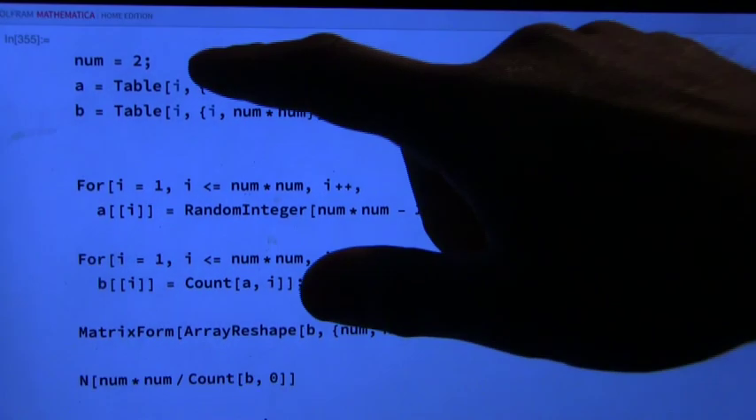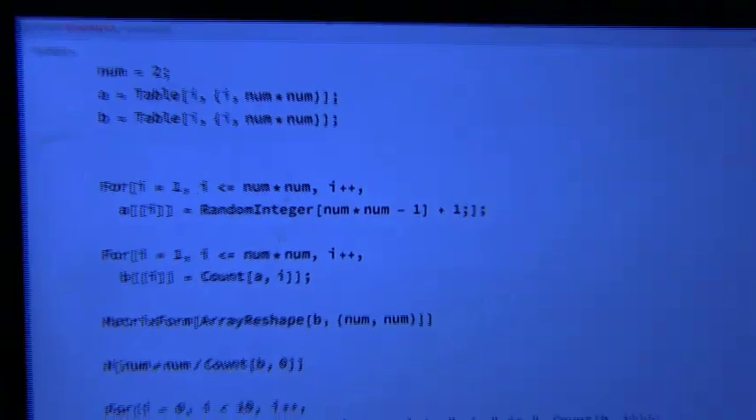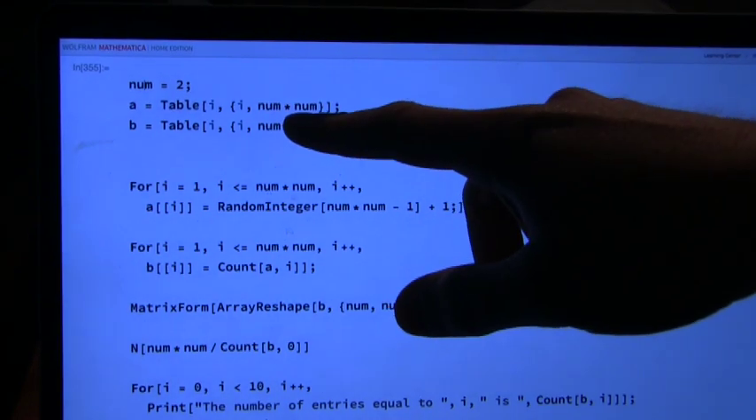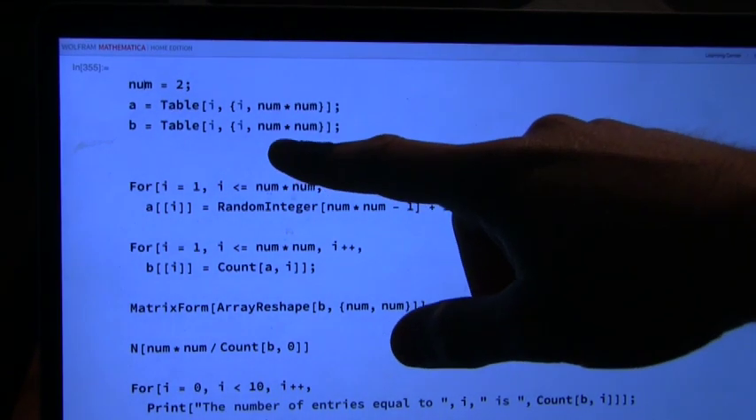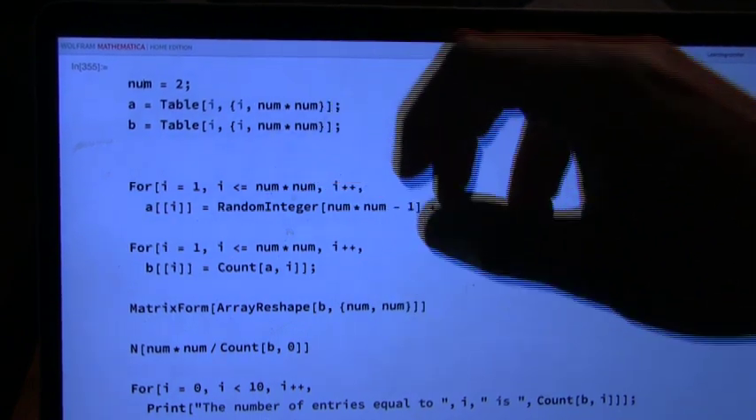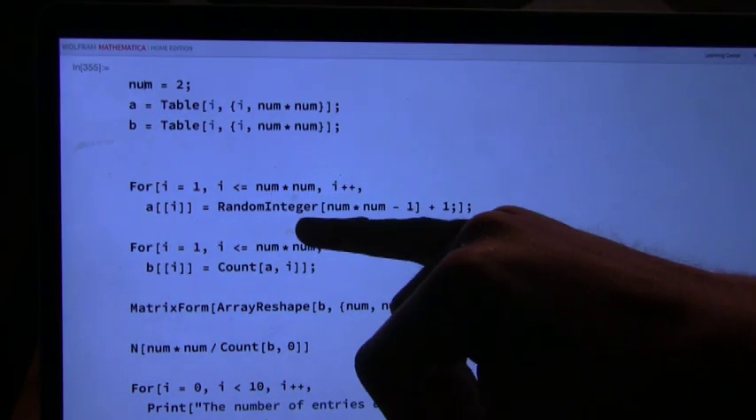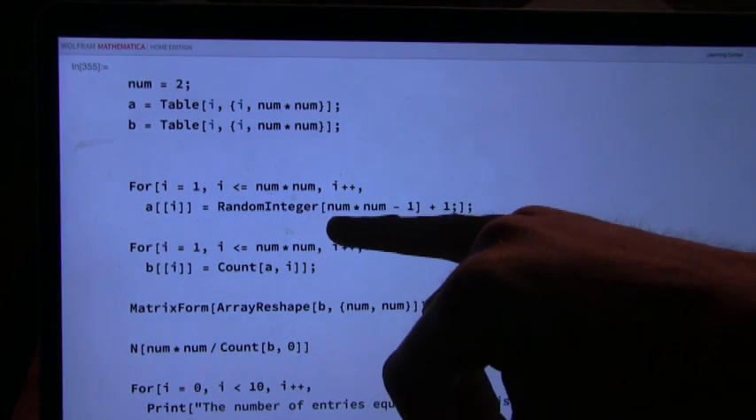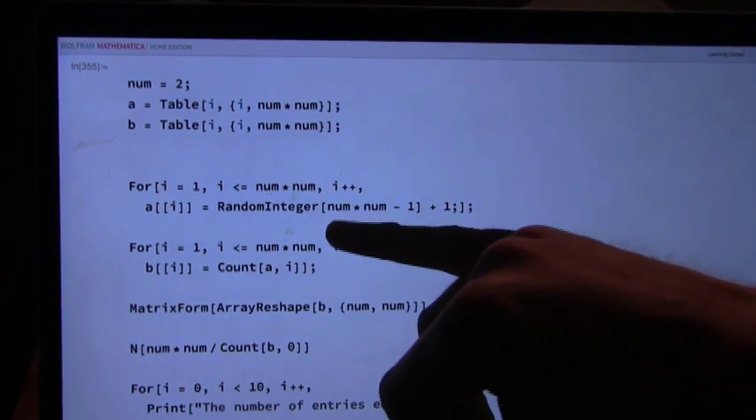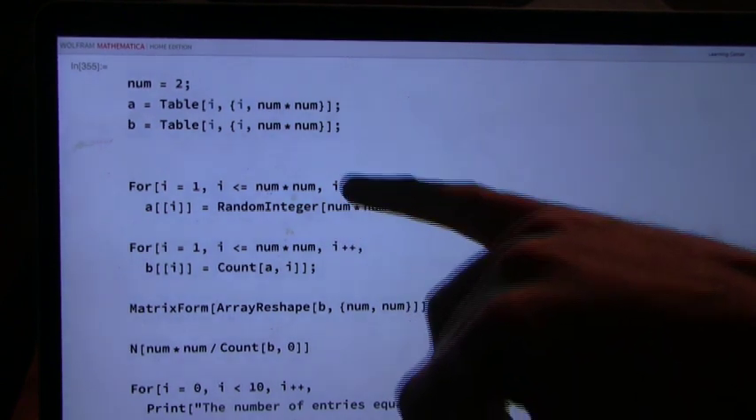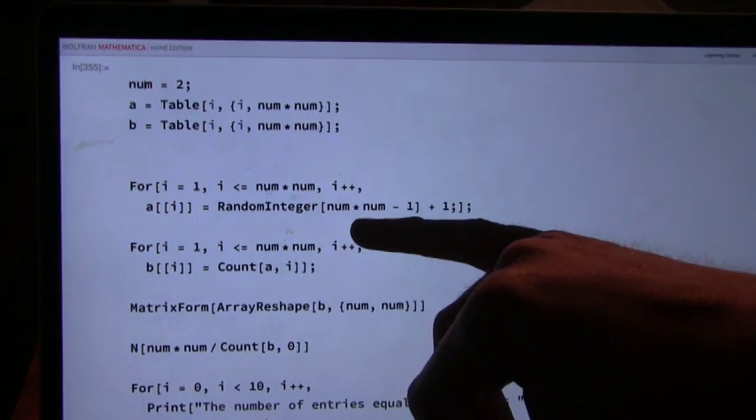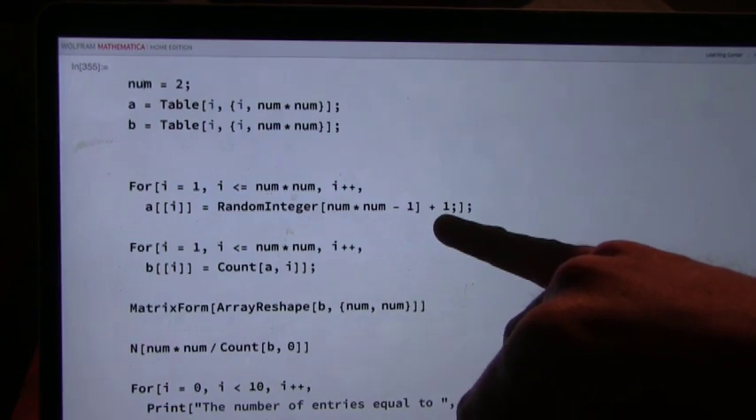Alright, so here I've got a 2x2 grid. And I make a table that has 4 numbers in it, num times num. A second table that has 4 numbers in it. And then I pick my random integer. The way Mathematica picks random integers, I go from 0 to the integer. So for our 4x4 square, I pick a random integer up to 3. That picks a random integer 0, 1, 2, or 3, and then I just add 1 to it.